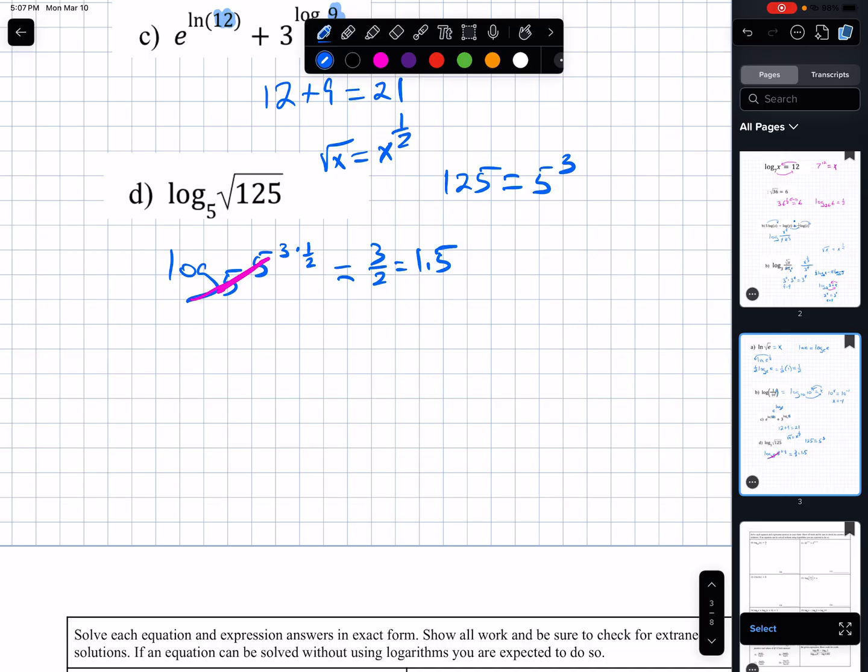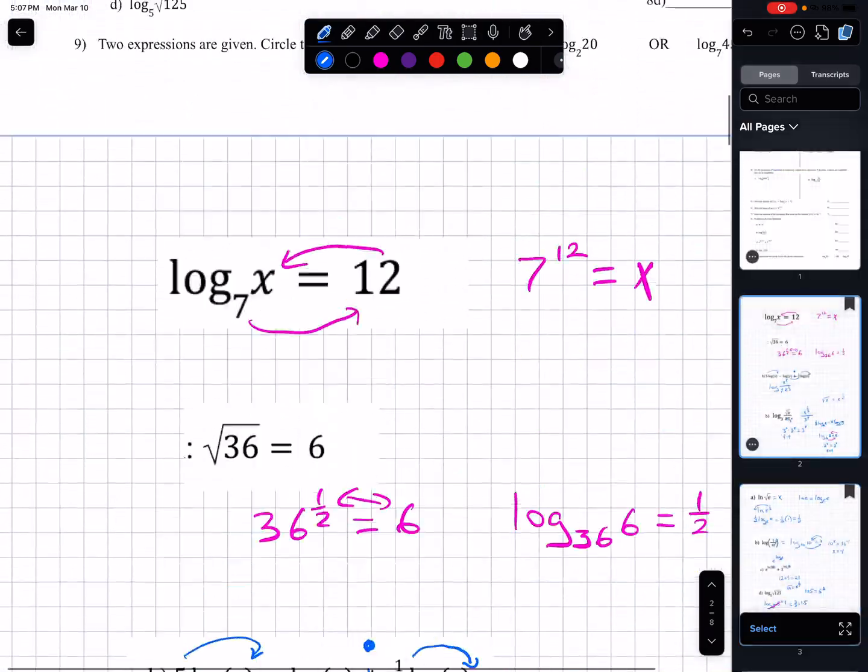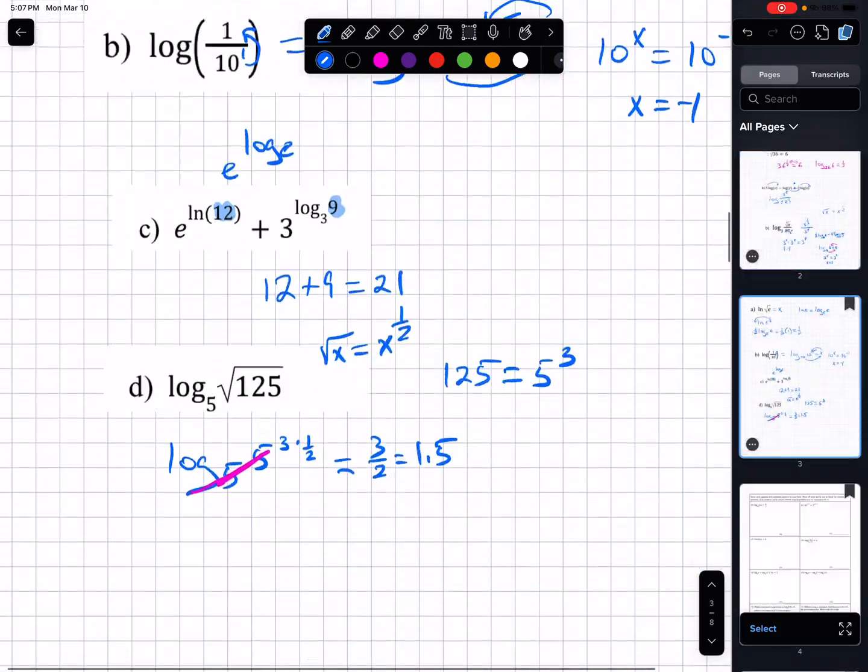There are a lot of little tricks in there, right? Yeah. You've got to know 5 cubed, and you could screw that up. 12, next one.